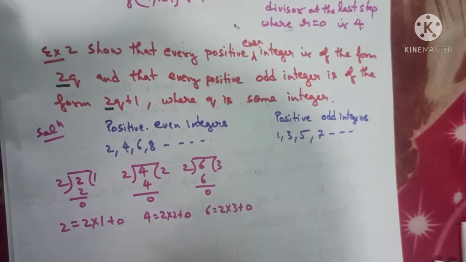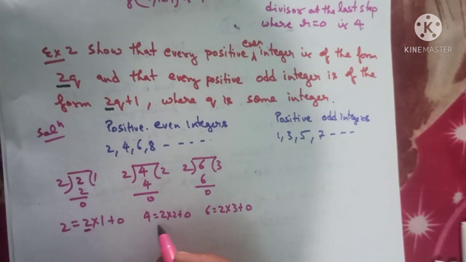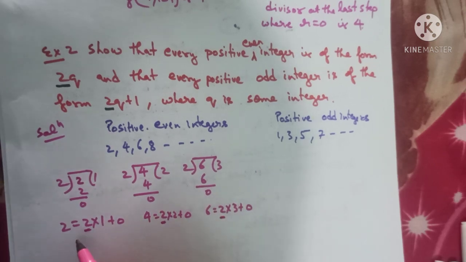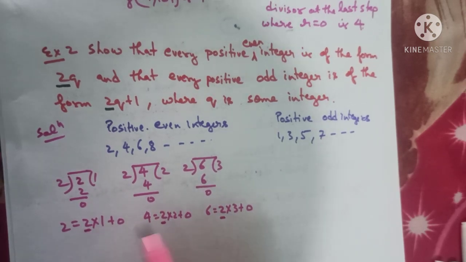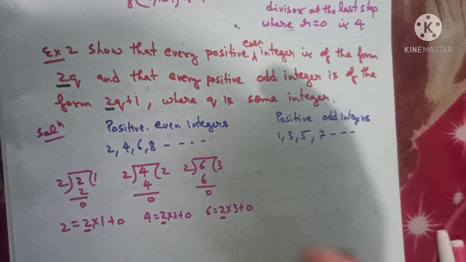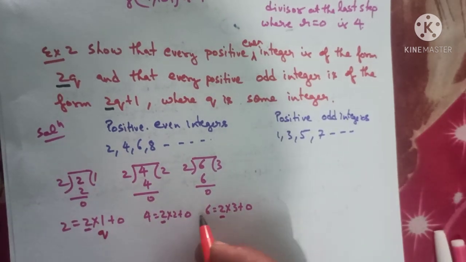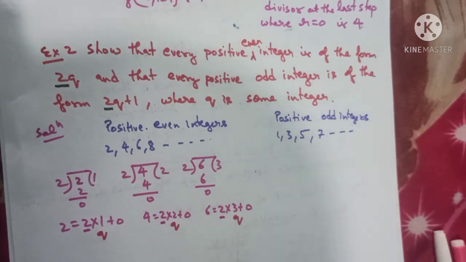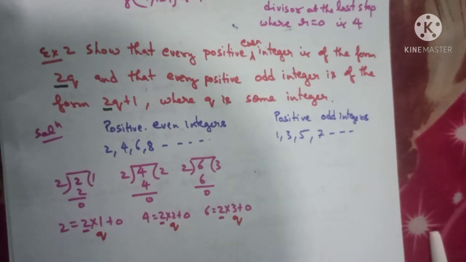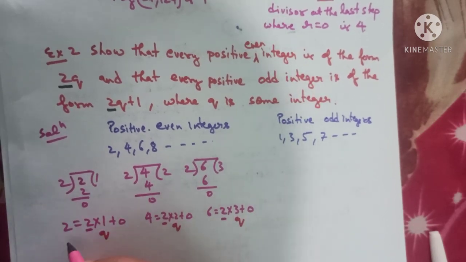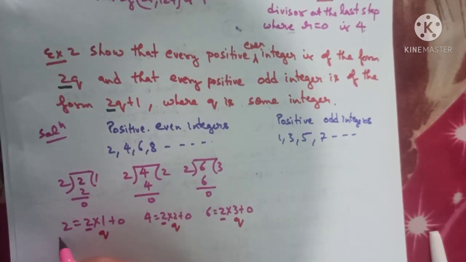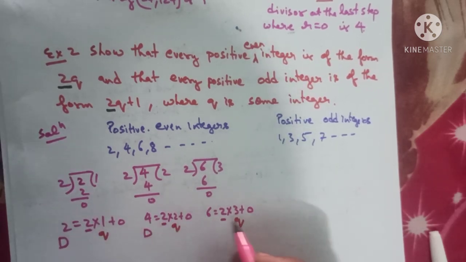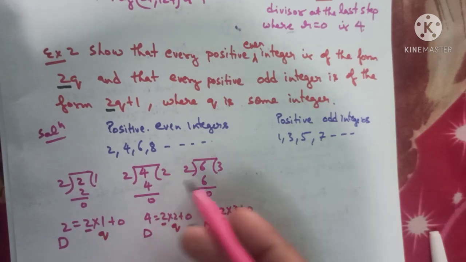Means in all the three cases, what we are getting? The divisor is 2, but the value of the quotient is changing. Here this quotient is 1, here quotient is 2, here quotient is 3. The dividend, let's say I denote it with capital D, is 2 here, 4 here, 6 here, and so on, 8.